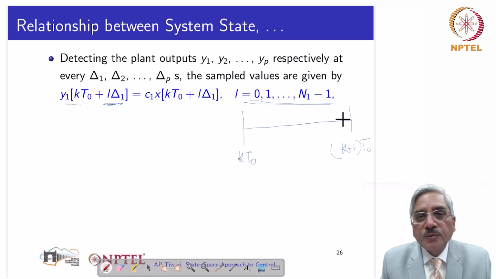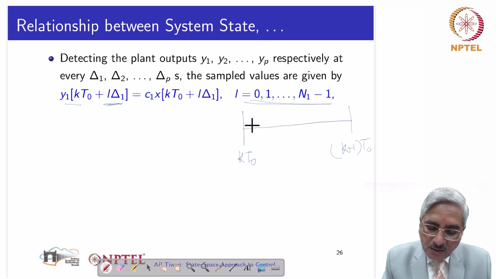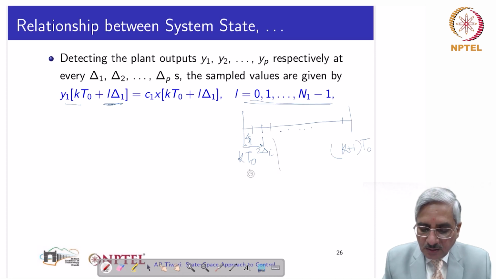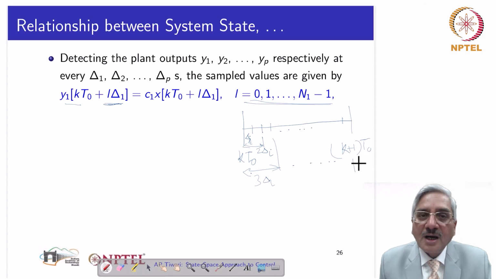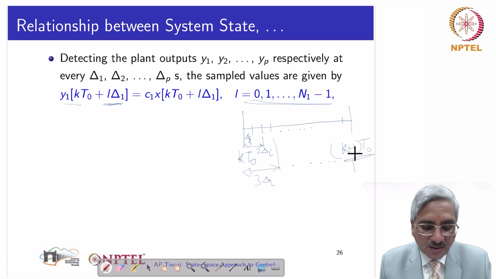Now as far as the output is concerned, let us say the ith output, we have divided this interval into Ni equal intervals. So this is delta i, from here this is 2 delta i, sorry, not delta 1, the ith output we are considering. So delta i, 2 delta i, this will become 3 delta i, and so on. As we reach here, this is Ni times delta i. This (k plus 1)t0 is Ni times delta i.